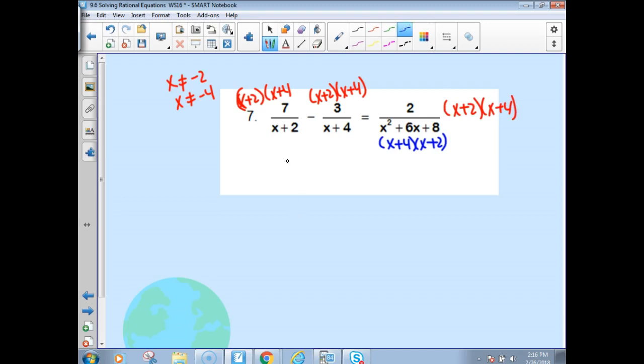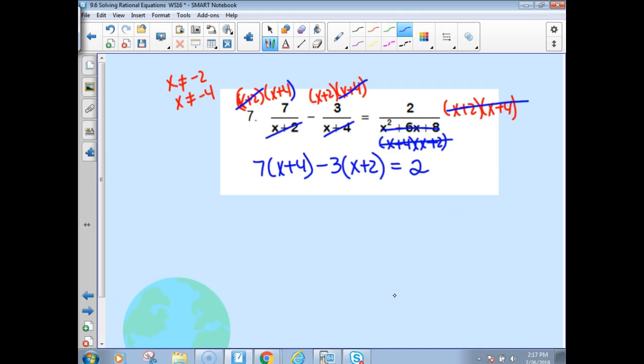and start canceling. All right, x plus 2 will cancel out with the x plus 2. We'll have left 7 times x plus 4. Oh, I was missing a parenthesis there. Minus, I'm going to bring that 3 down, and then I'm going to cancel out the x plus 4 in my LCD that I'm multiplying by, and then I have left to multiply negative 3 times x plus 2. On the right side, the entire denominator goes away, leaving me with just 2.